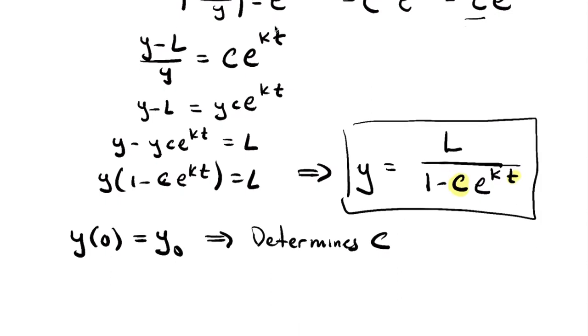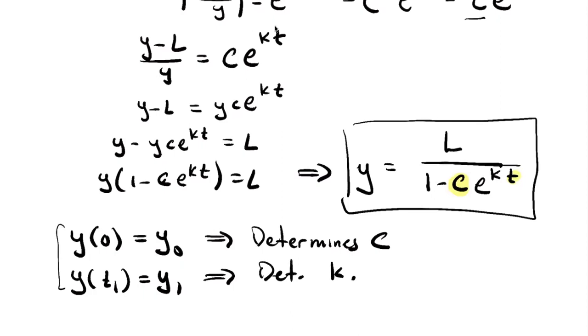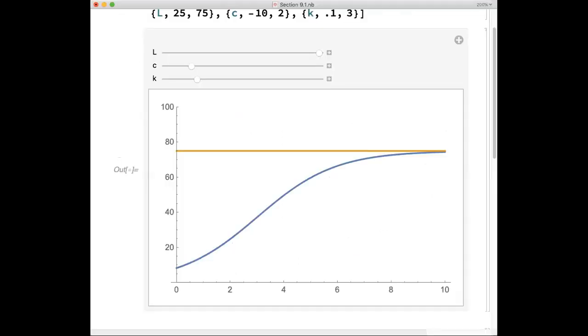And then if I knew some other value, if I knew at some time, say t1, the population size at that time, well, that would determine k. So you'd need these two pieces of information to determine those two constants in the formula. Cool. So that's the solution to the logistic equation. And what I wanted to do is just look at some pictures of this thing. I've got a Mathematica notebook set up. I'm going to switch my sharing window.